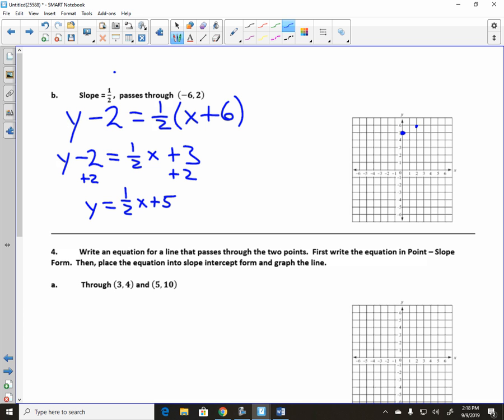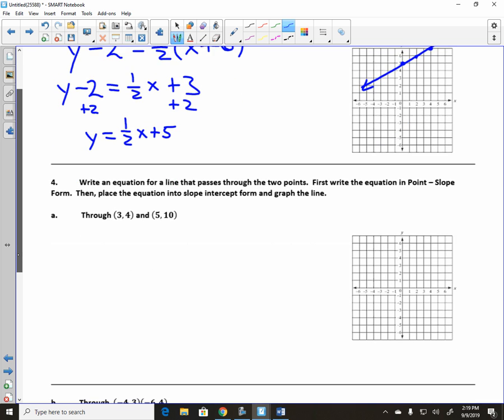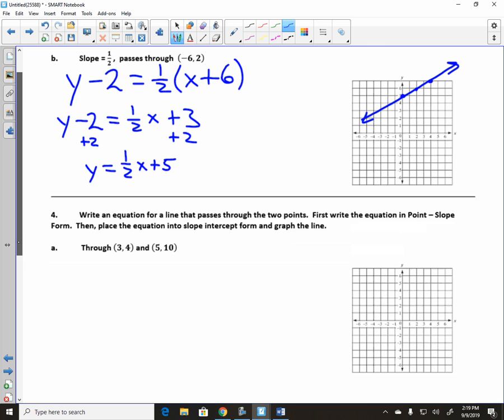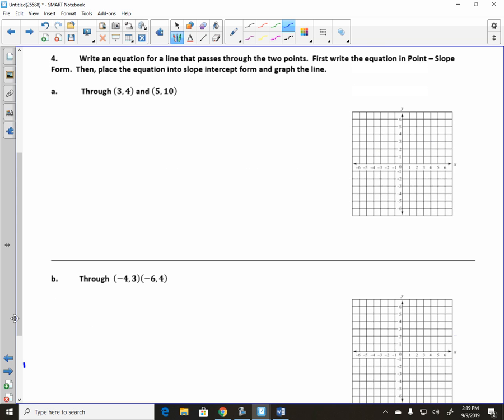Up 1 over 2, up 1 over 2. Got a nice line going on right there. We have 2 more left. What's different about example 4? It passes through 2 points. They don't give you the slope.